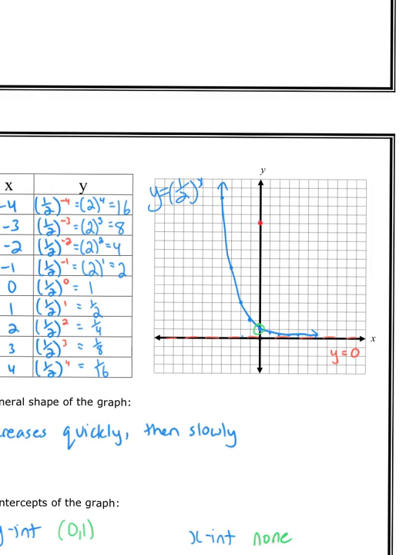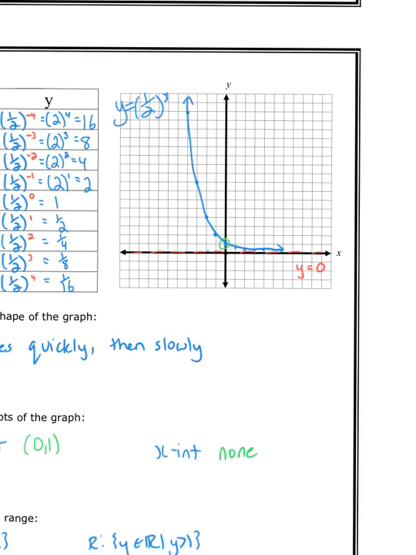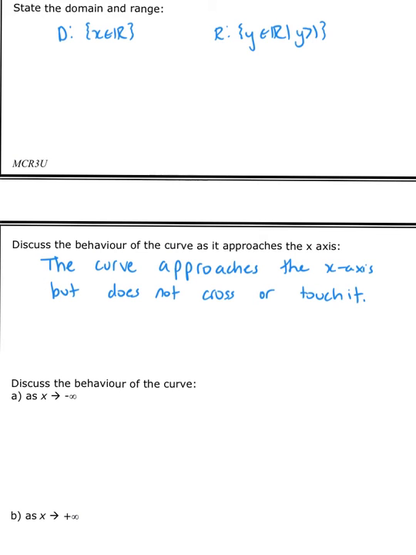But in the range, looking up or down, it can move up, but we have this asymptote stopping it from moving down below the x-axis, so that's why y has to be greater than 0. And then to discuss the behavior as the curve approaches the x-axis, again, as the curve approaches the x-axis, it gets very close to it, but does not touch or cross it. So I've written that here, and remember that means there is an asymptote at y equals 0. So that's a horizontal asymptote.